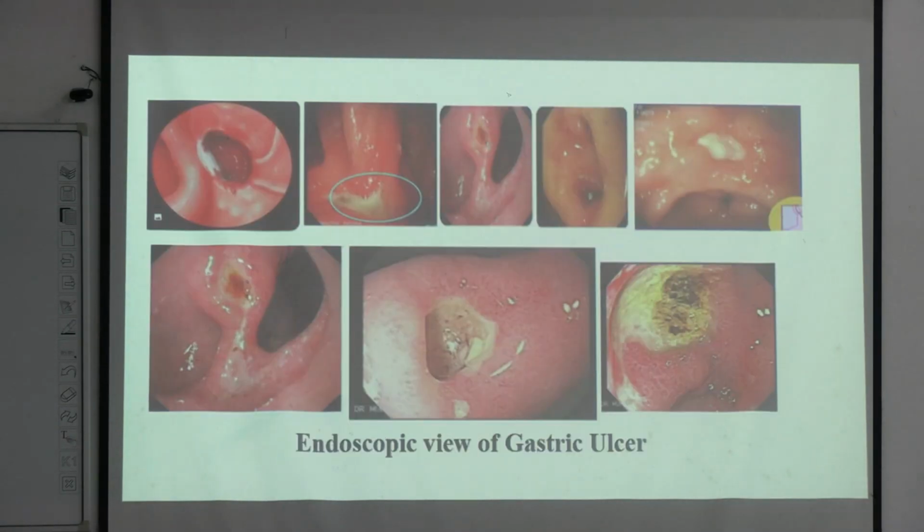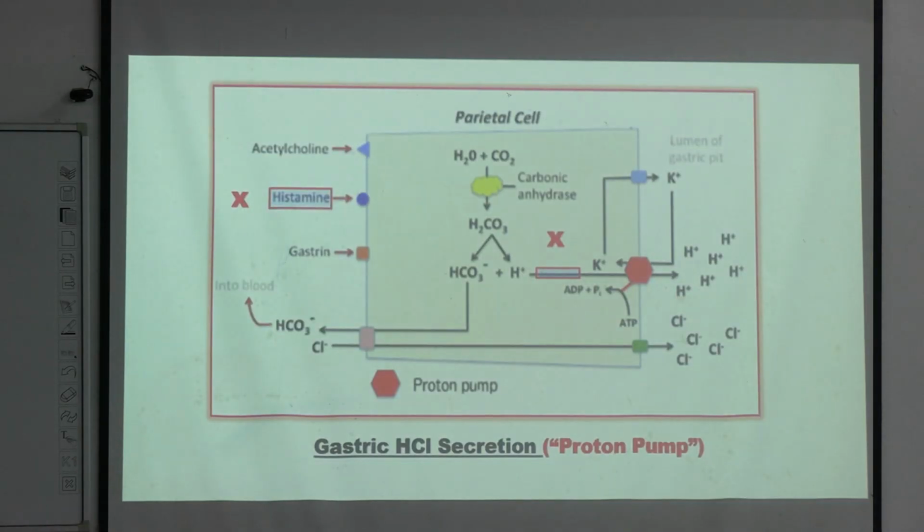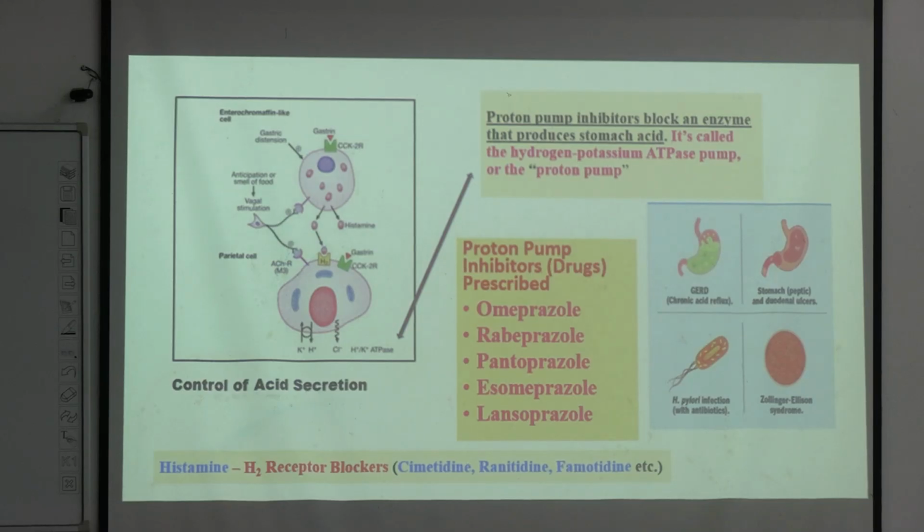Now, if that is broken down, so that is called an ulcer. This parietal cell is under control of acetylcholine, histamine. This has a proton pump, through which hydrogen ion is pumped, and that proton forms basically hydrochloric acid. So, proton pump inhibitors, which most of you have taken, omeprazole, pantoprazole, they basically stop the proton pump. They act as proton pump inhibitors and they decrease the gastric hydrochloric acid secretion.